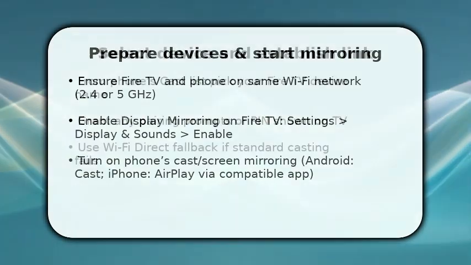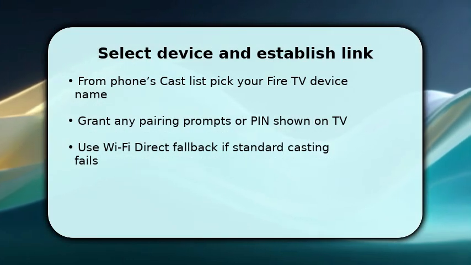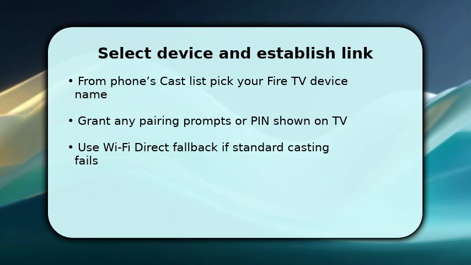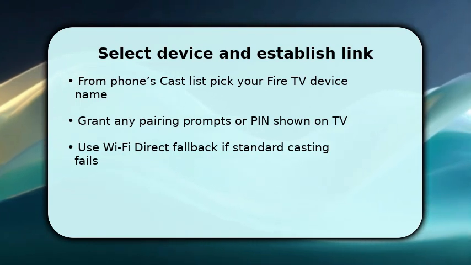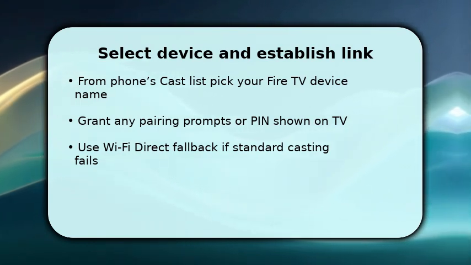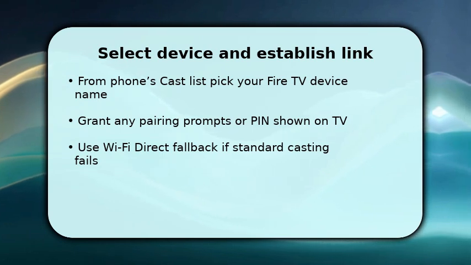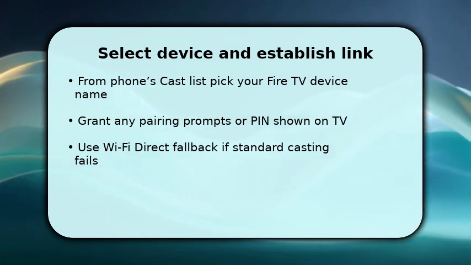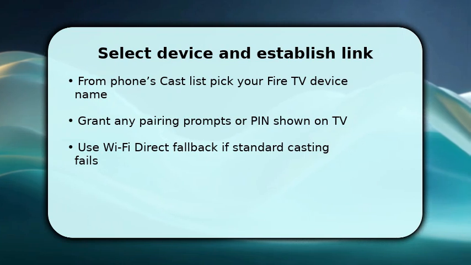Now select the Fire TV from your phone's cast or screen mirroring list. You should see the Fire TV name come up within seconds. When prompted, accept pairing on both devices or enter the PIN shown on the TV. This prevents accidental connections and secures the stream.